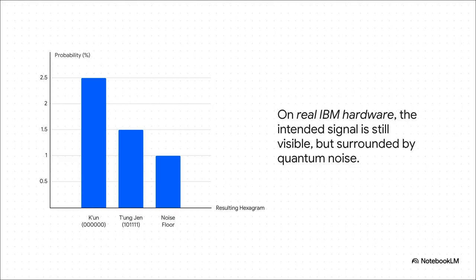So when you run that exact same circuit on actual IBM hardware, look what you get. It's much, much messier. Those high peaks from the simulation, they're a lot smaller now. And you get this floor of noise, where all these other states that should be zero are showing up with small probabilities. The clear signal is suddenly a lot harder to spot.